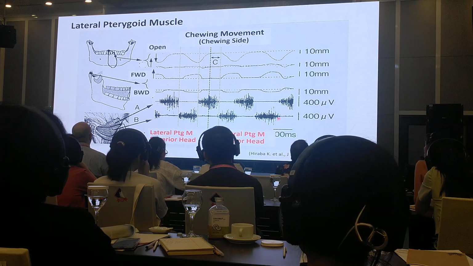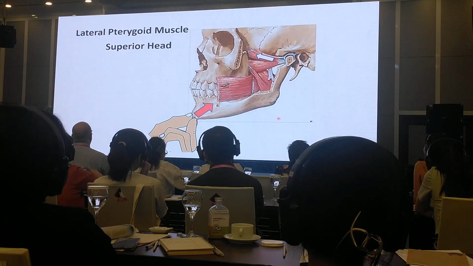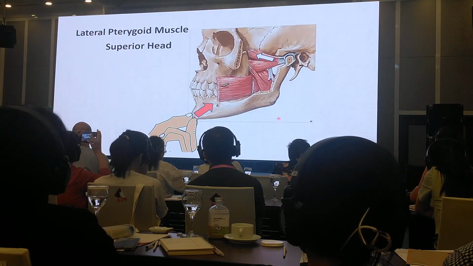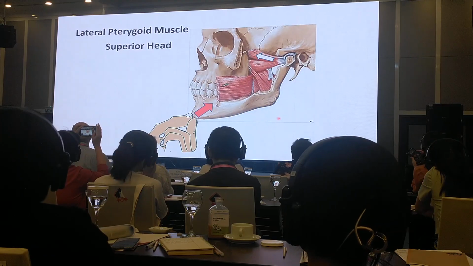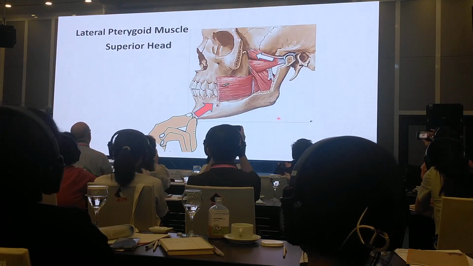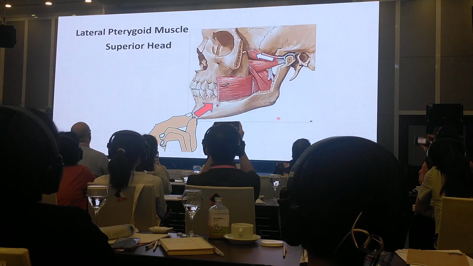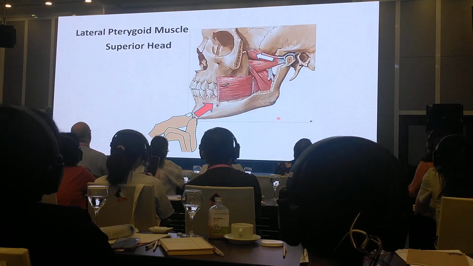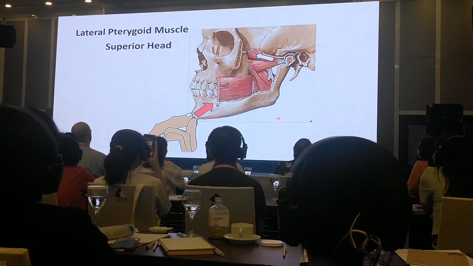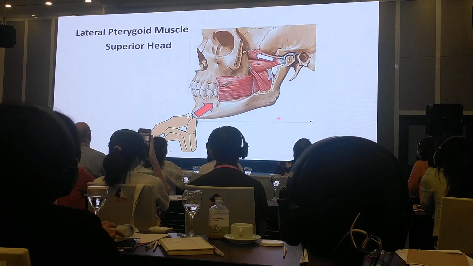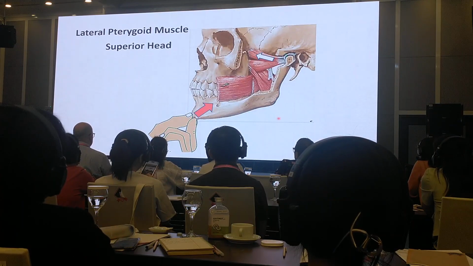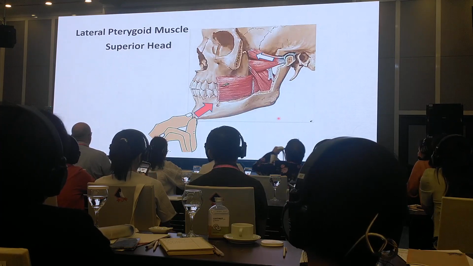Then there is a very interesting approach. If we push the mandible backward, this way, push, what happens? Here, the muscle system, the superior head, is very strongly active. That means it pulls the condyle and the disc forward.